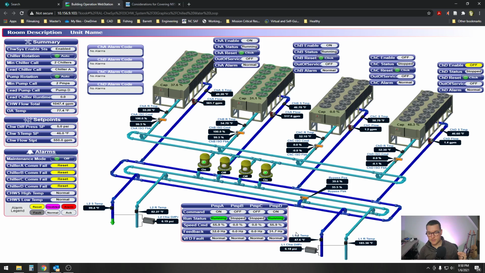It looks at this number and says, hey, how far am I away from 46? I'm pretty close, so the minimum number of chillers is probably going to be fine. And that's all it looks at. That's all it looks at is right here, this number.